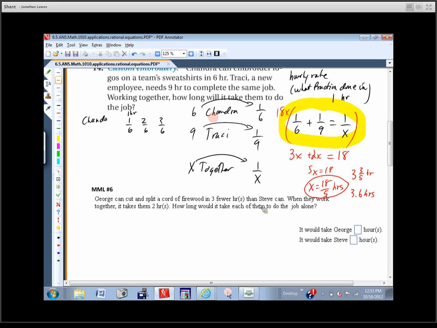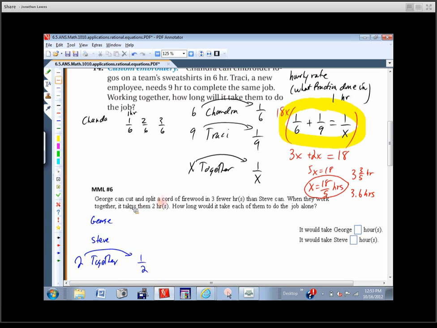So we're going to do the same thing. We kept track of Chandra, Tracy, and together. So here we're going to keep track of George, we're going to keep track of Steve, and we're going to keep track of together. Now, do we know how long it takes them together? Yes. It takes them 2. So I'm going to take that and figure out their hourly rate together. If we gave them an hour, they'd get half of it done. Is that right? Okay, now, we need to come up with an expression here.